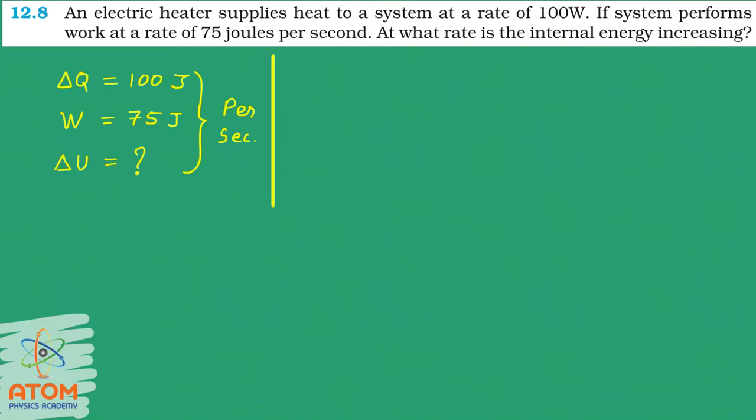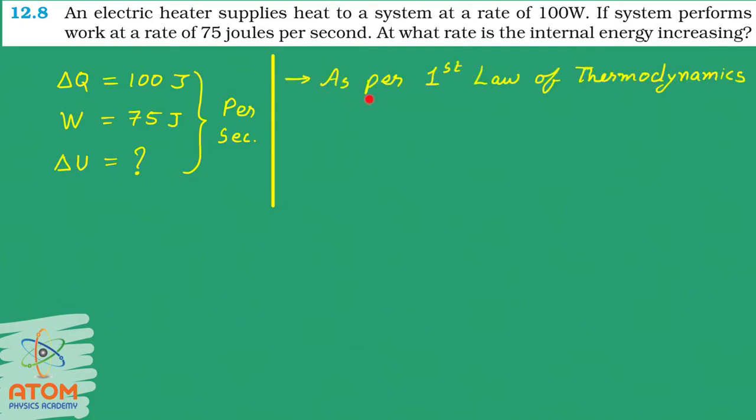First of all, let me put down the values that are given. Here the heat supplied by the heater is 100 joule per second. So the heat absorbed by the system is also 100 joule per second. The work done by the system is 75 joule per second. So we need to find out the change of internal energy per second.